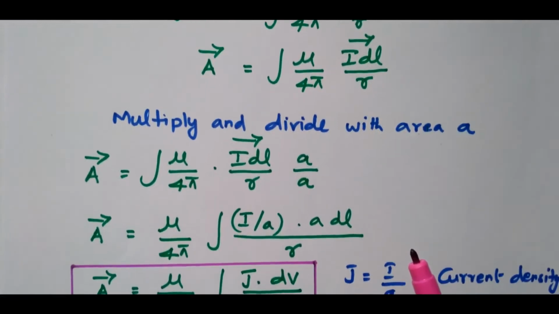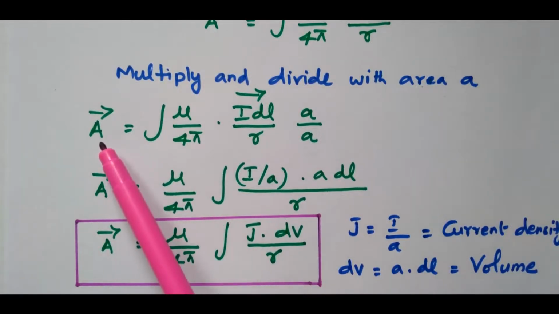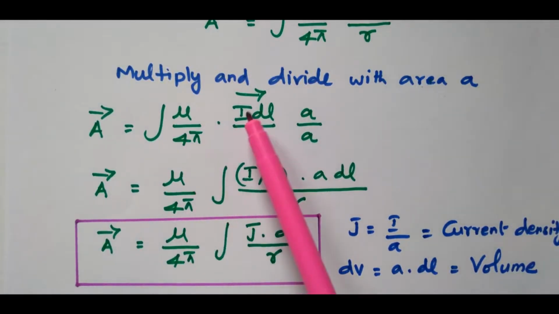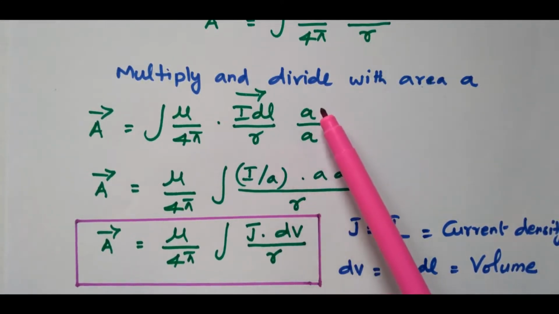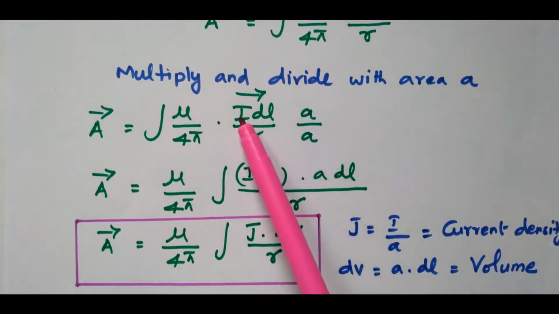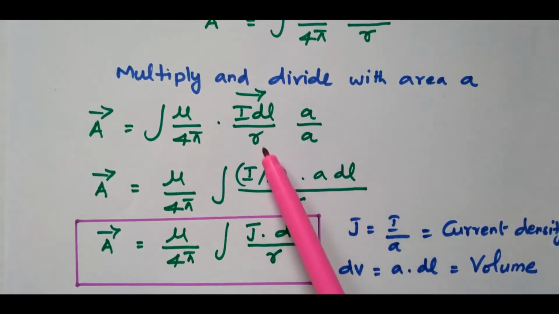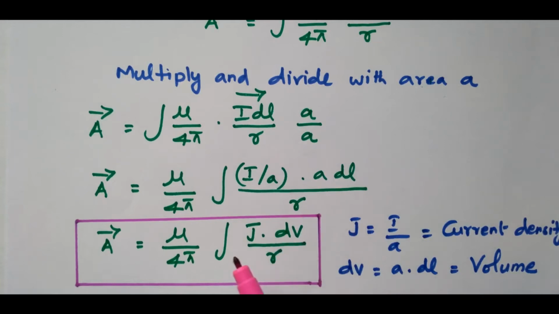We are going to multiply and divide by the term A. So A vector equal to integral mu by 4 pi I dl vector divided by r into A by A. The originality will not be affected. So it is rewritten as A vector equal to mu by 4 pi, the constant, taken outside, integral I by A into A dl divided by r. So I divided by A is written here, A dl is written here, and r is written here.